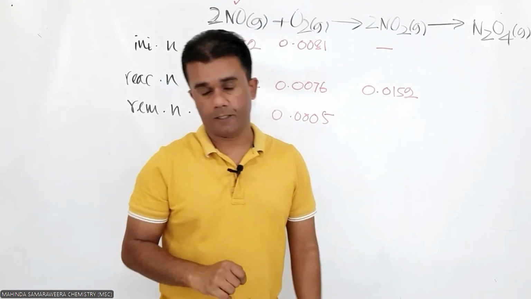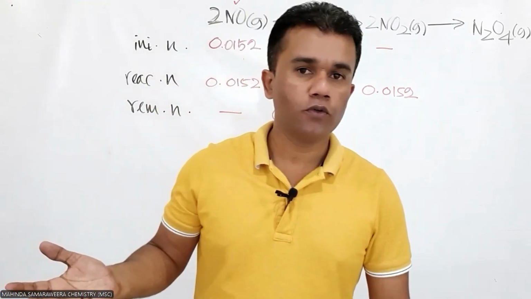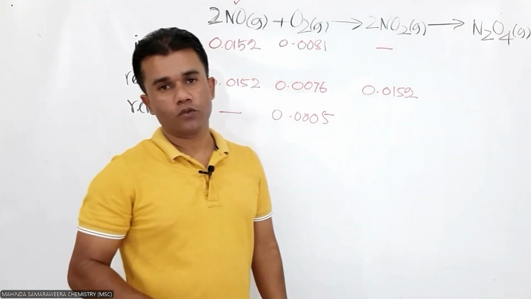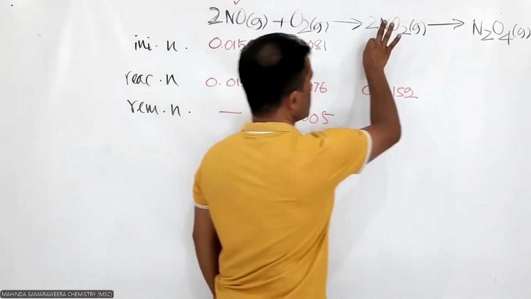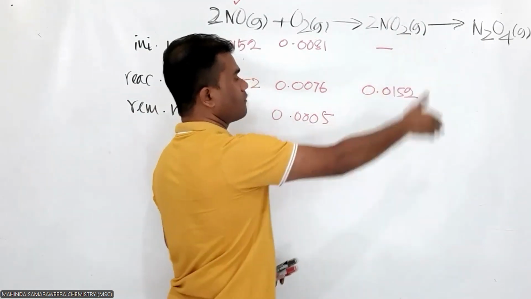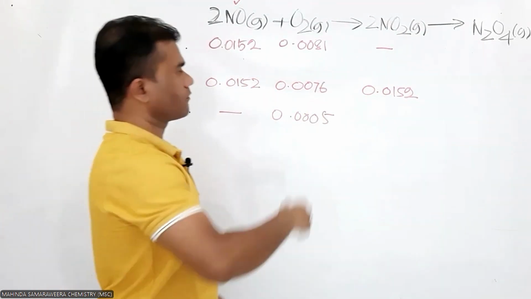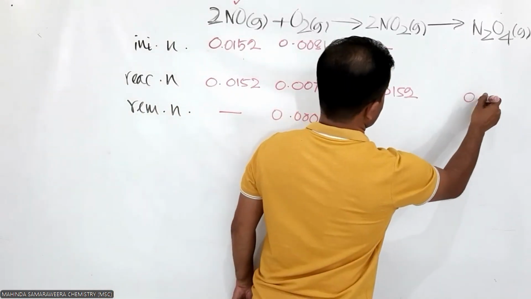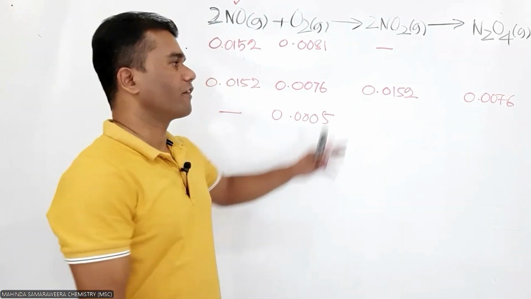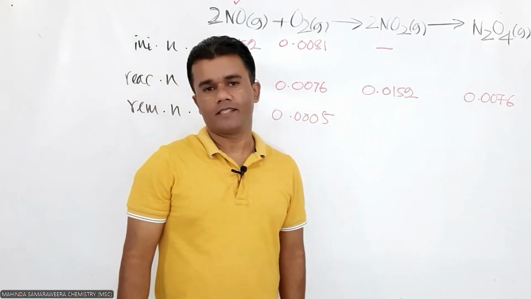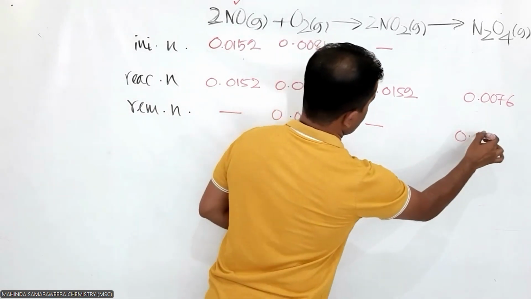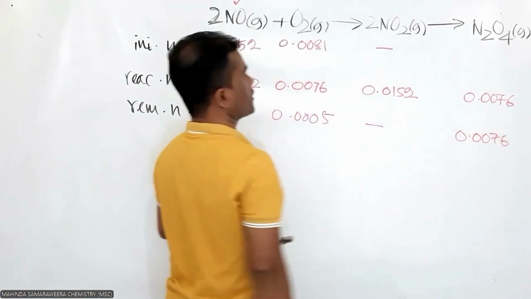But there's a question here. We don't have NO2, because this is completely converted into N2O4. Once I follow the stoichiometry here, 2 NO2 produce 1 N2O4, so this should produce half of that. So what is half of that? It's 0.0076. That's the mole of N2O4 available in the system. So finally, you don't have NO2, but you have 0.0076 moles of N2O4.